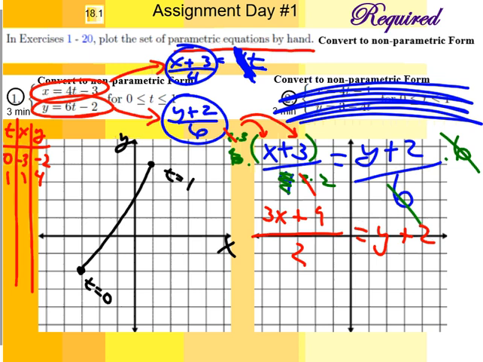Any questions? All right. If I hadn't canceled the 2, the numbers would all just be bigger. They would all be 2 times bigger. So this would be 6x plus 18 all over 4. But I already did some canceling. Okay. All right. Then I'm going to subtract 2. So 3x plus 9 over 2 minus 2 is equal to y. And now to subtract 2, I got to get a common denominator.